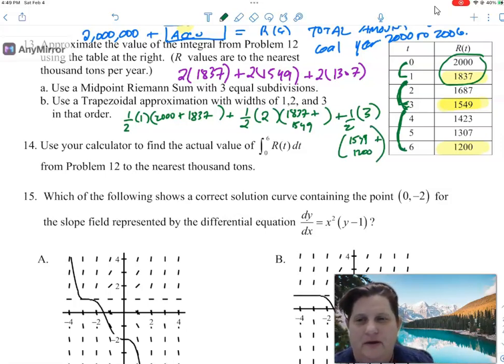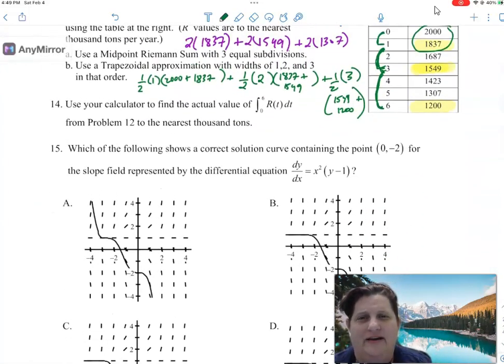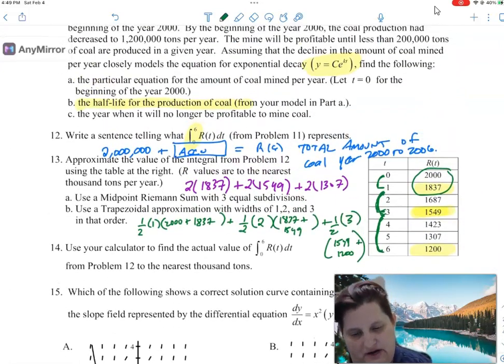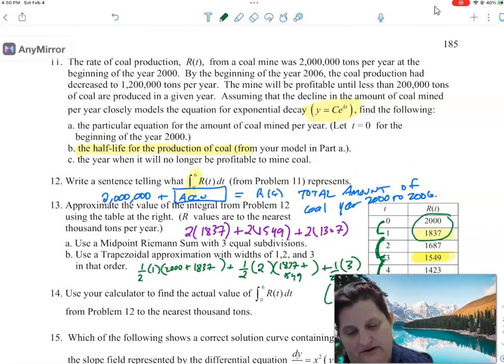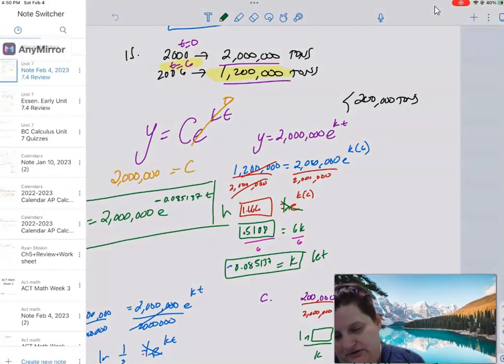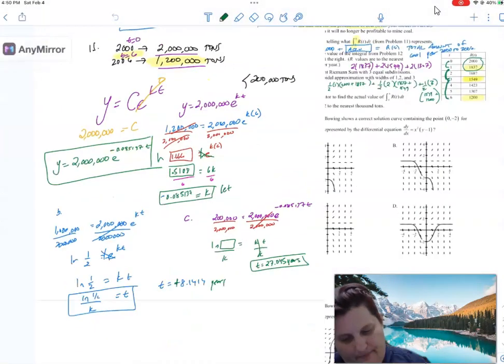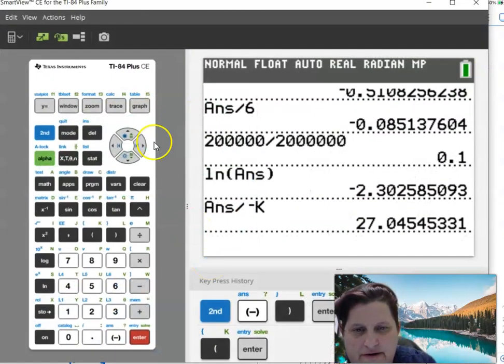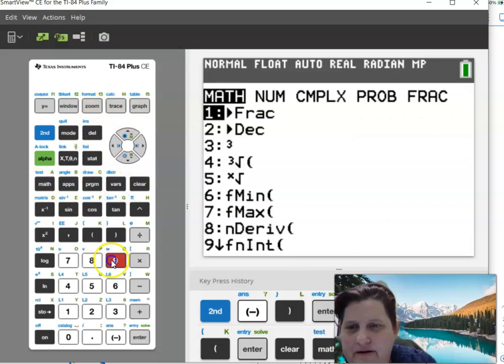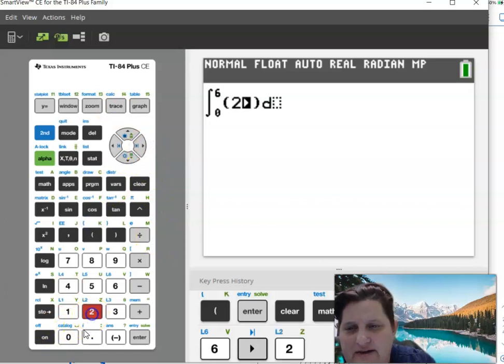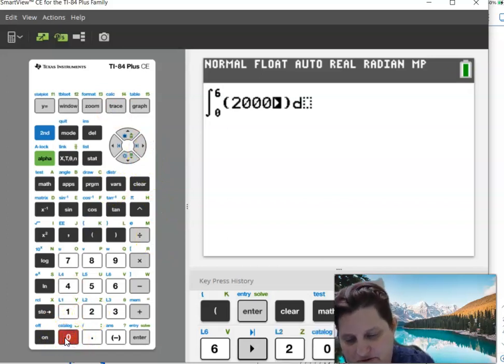There you go. Use your calculator to find the actual value of problem 12 to the nearest 1,000 tons. The integral from 0 to 6 of this equation that I had. That was my equation, right? So let's see here. Now they put it in hundreds of thousands, so I only have to put 2, 0, 0, 0. They took off those extra zeros on the end.